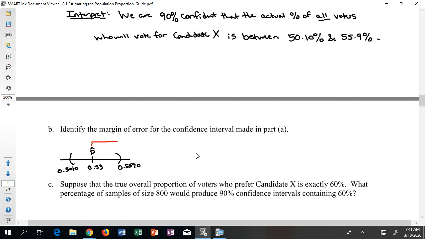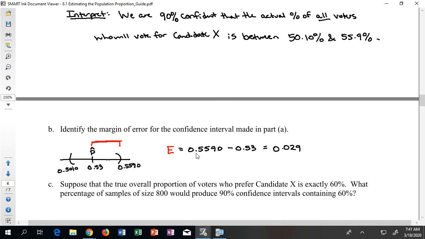Well, yeah, remember the margin of error was just how far did you go from the middle to the edge. And that's super easy to find here because that margin of error is just that simple distance. So I could just do the 0.5590 minus the 0.53. That would tell me this red distance in the picture. So when I crunch that, I think I'm going to end up with a value like 0.029.